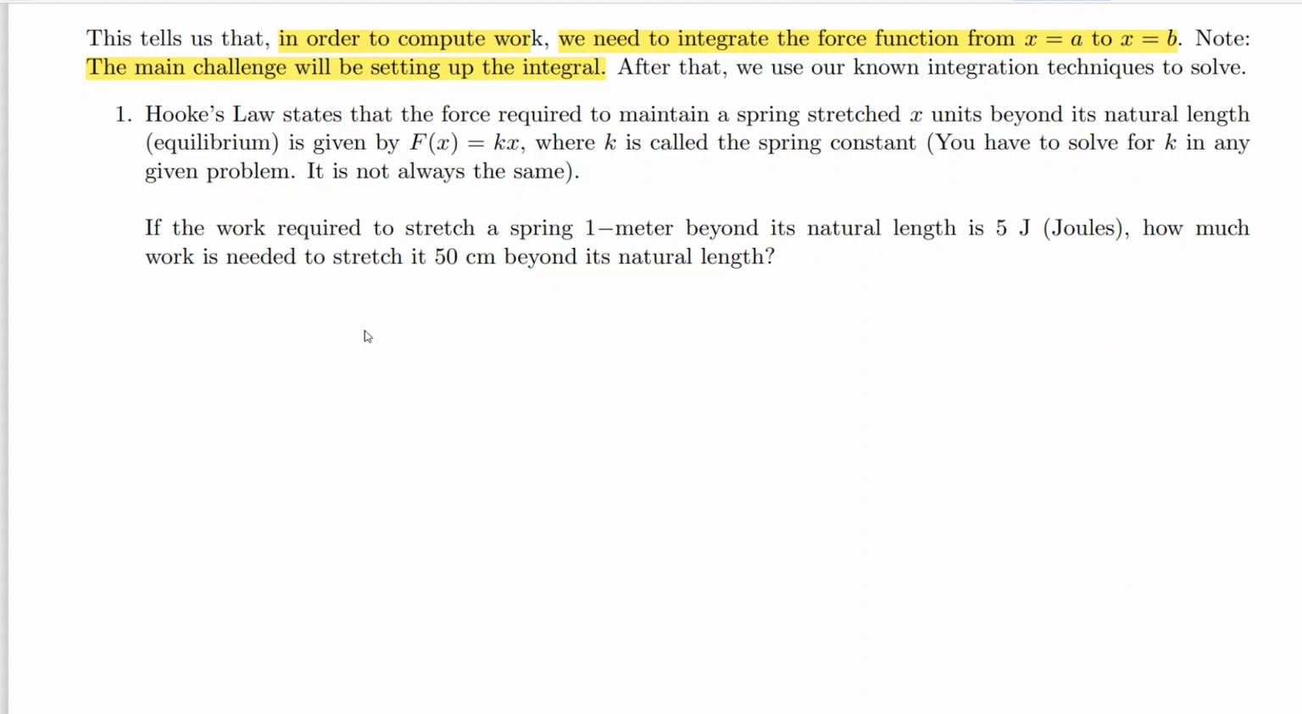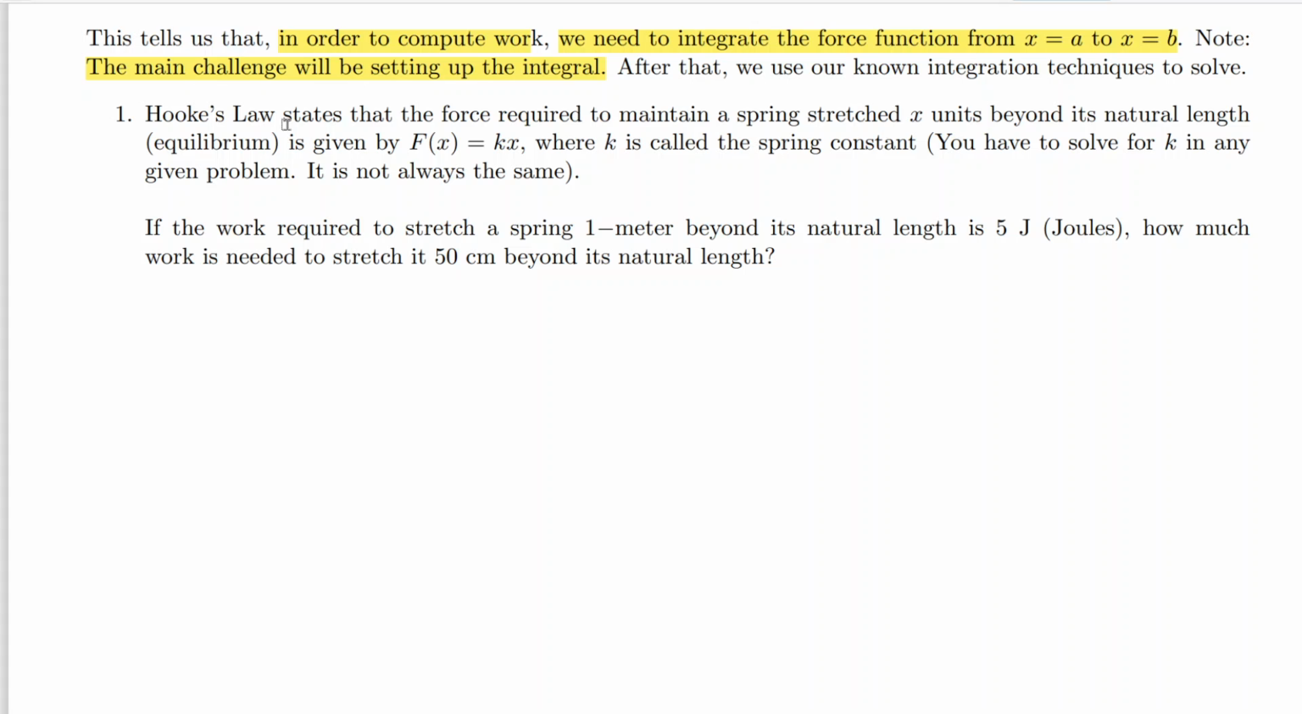Welcome back, everyone. In this video, I'll be continuing the work section. Now, as we talked about in the last video, we really built up what we're doing here. In order to find the work done by something that has a force that is changing, we have to integrate the force function. All right, so let's go ahead and read this setup.